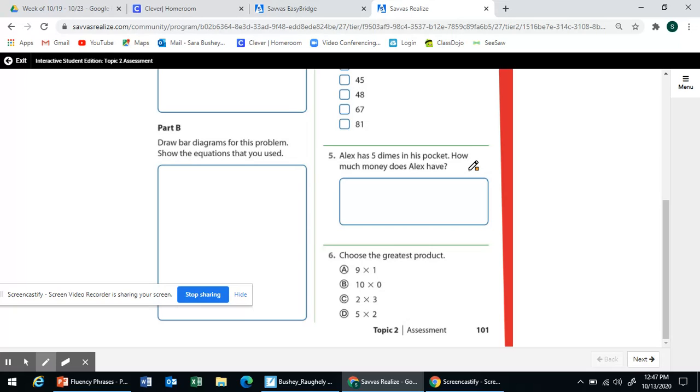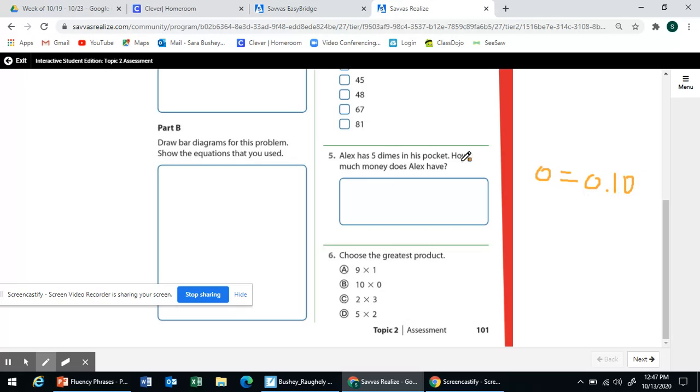If you said you have to know how much a dime is worth, you are correct. So a dime is that really tiny coin, and it is worth 10 cents. And this is how I'm going to represent my 10 cents using a decimal that shows $0.10.